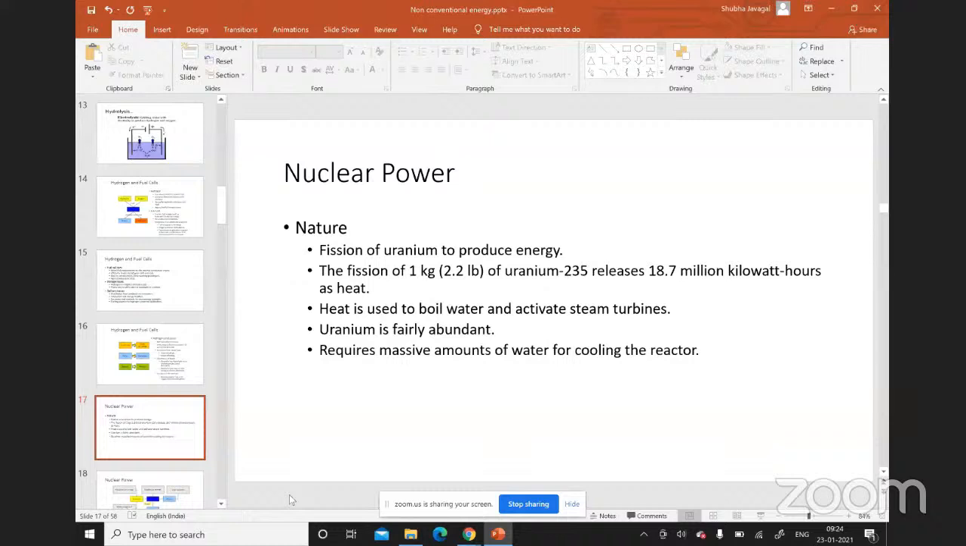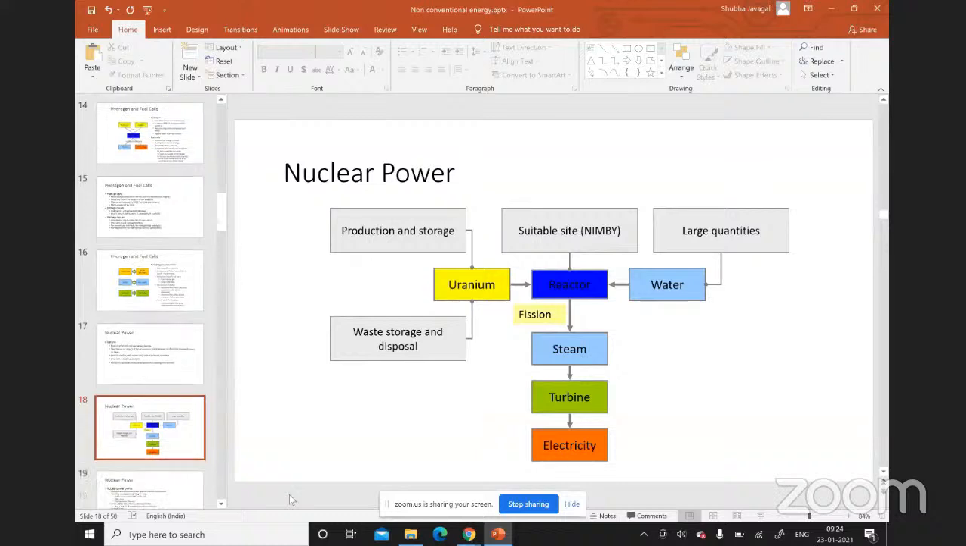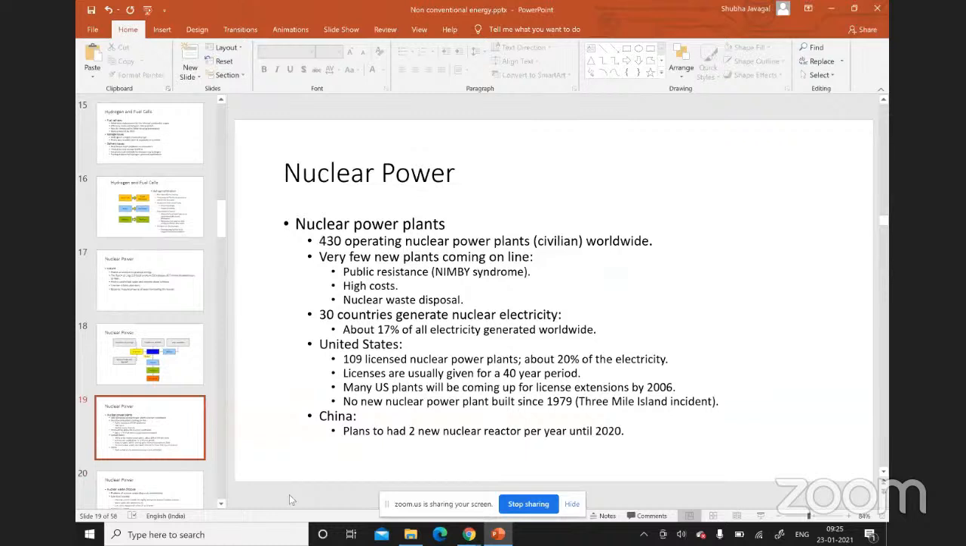Right. So nuclear power, and I also have how the nuclear power plant works here. Majorly, all that you've got to know is that it's because of the fission reaction of the uranium-235 atoms. There are a few more details and statistics here that I've put up. You can go through this later.